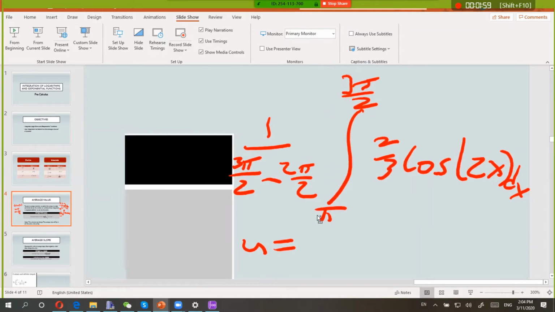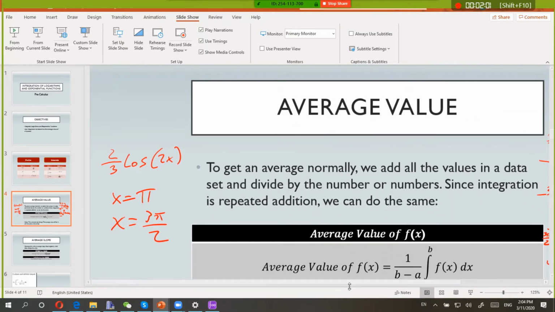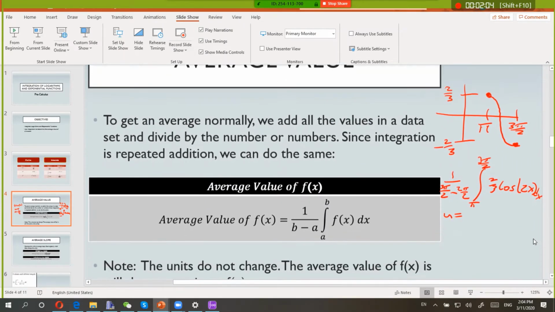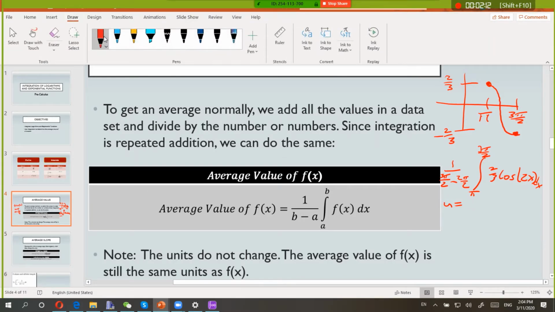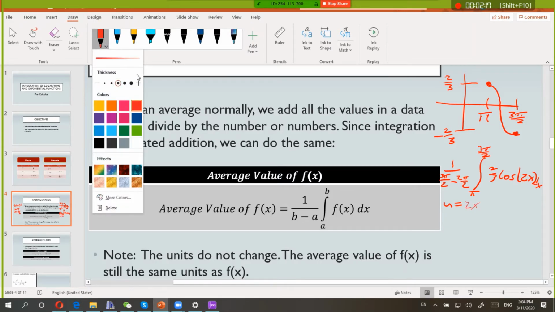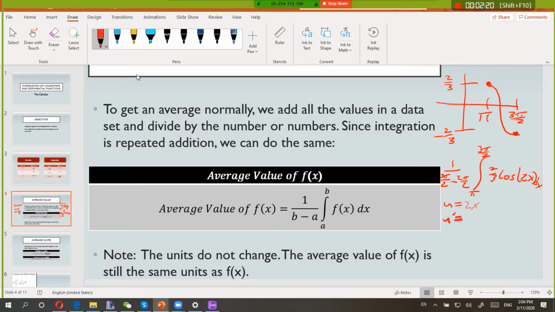Okay, I'm going to break out of this just so I can zoom. My u was 2x. That means my u prime is what? 2. Okay, I'm going to say 2 dx, so I know I have to substitute for that dx as well. And that does mean that my bounds are going to change as well, because right now these bounds are x values. I want to change them so that they become u values.